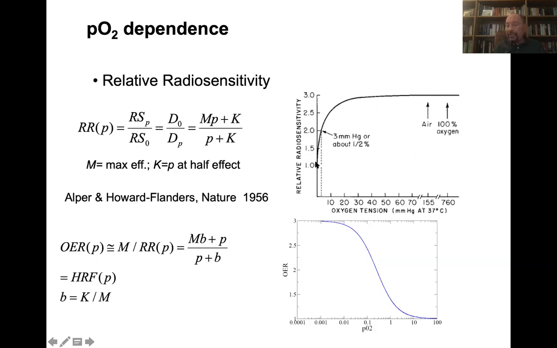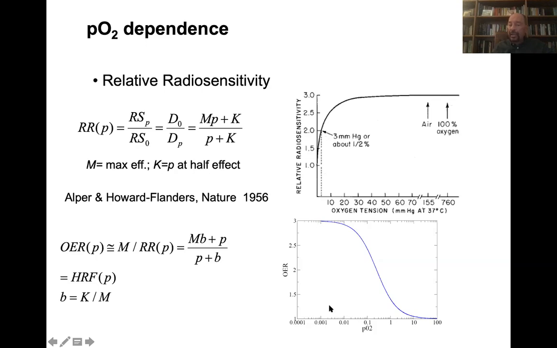So it's quite sharp here. It's in this region, which is actually the most important region. You have a sharp increase, and then you have a plateau. This is seen now. This is the relative radiosensitivity. This is seen in terms of OER.